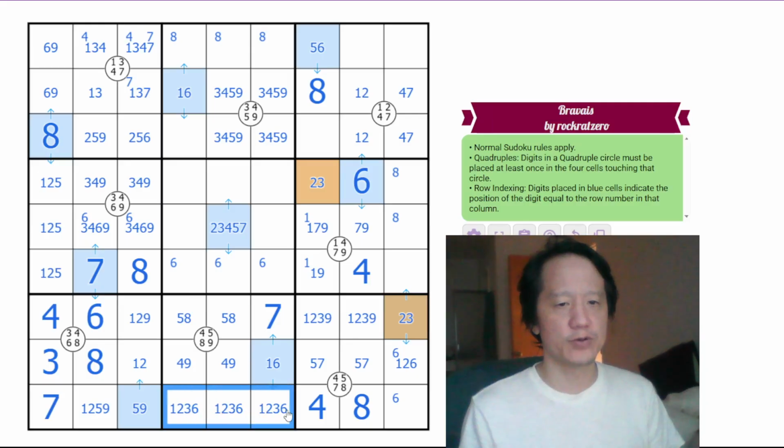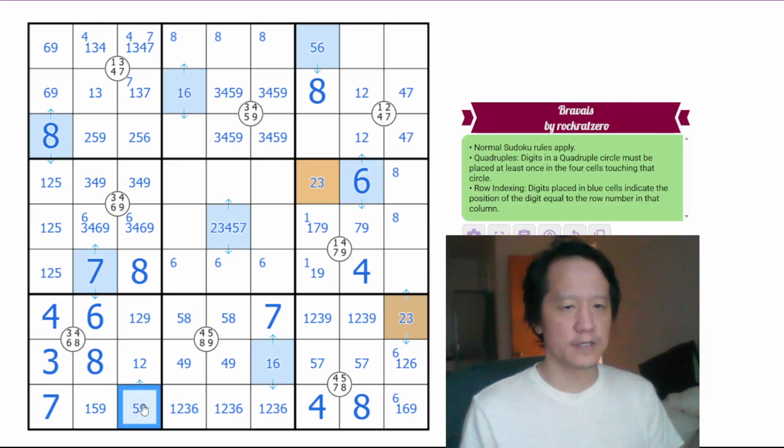1, 2, and 3 both have to be here, so this cannot be 2 or 3. This cannot be 2 or 3. Can't be 4, 5. Could be 1. Could be 6 and 9. Okay.